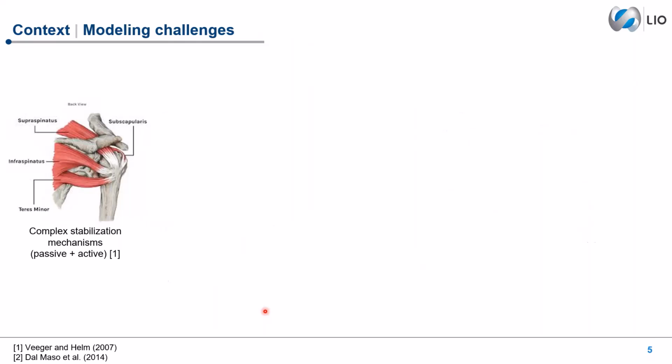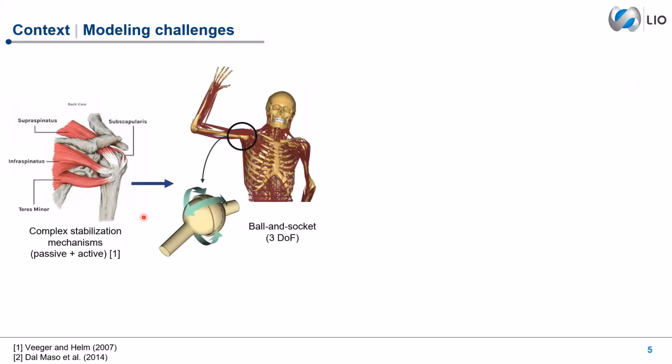So as I said before, the stability of the shoulder is ensured by a complex mechanism. The congruence between the glenoid and the humeral head is a really poor passive stabilization of the joint. However, it's not sufficient due to the small contact surface. Therefore, the rotator cuff muscles activate to center the humeral head into the glenoid and to ensure an active stabilization of the joint. However, most of the musculoskeletal models represent the glenohumeral joint as a ball and socket joint, so you can see there.